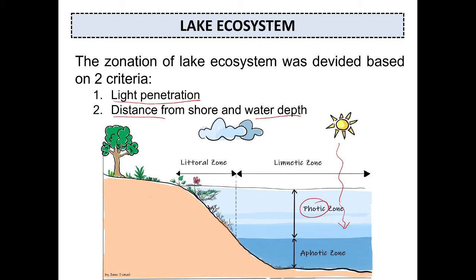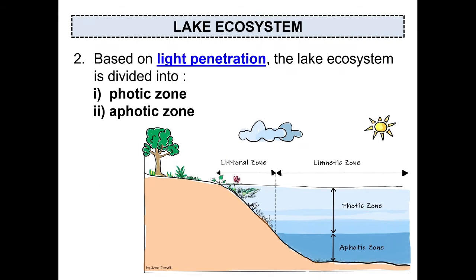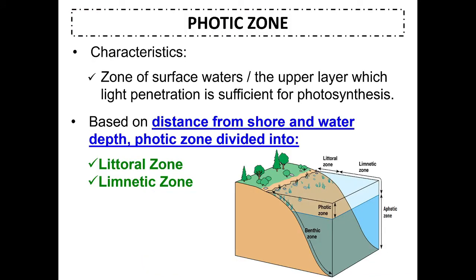Based on distance from shore, the zone is divided into littoral and limnetic. The littoral zone is closer to the shore, while the limnetic zone is farther from the shore. The photic zone is the water surface, where it receives sufficient sunlight so that photosynthesis can take place in this area.